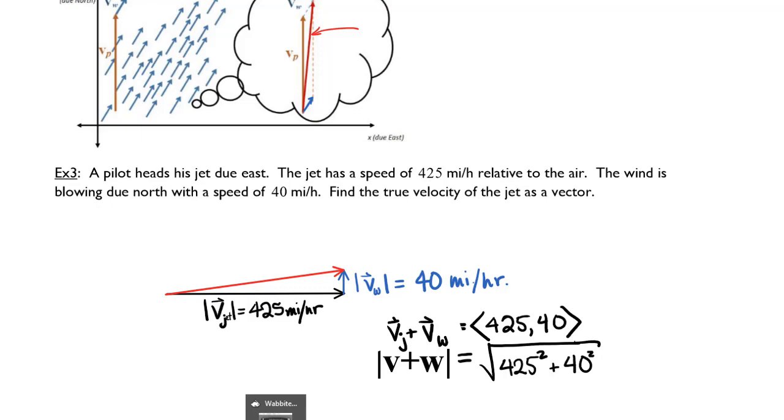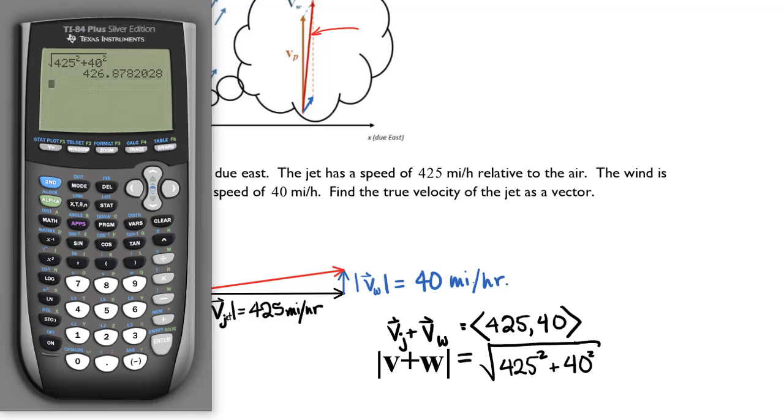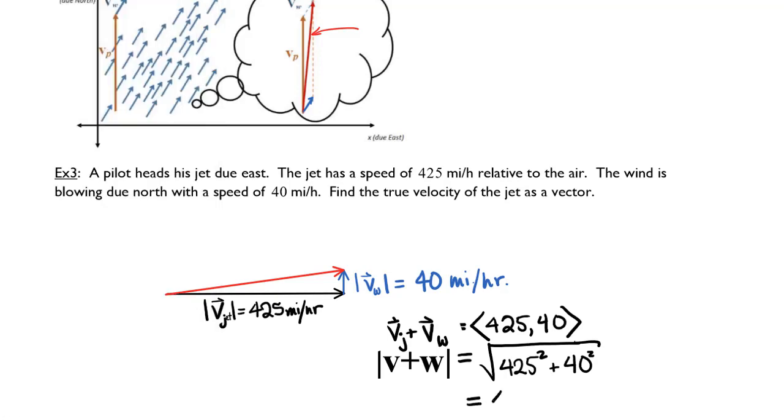I've gone ahead and calculated the square root of 425 squared plus 40 squared, and I get 426.878, and the decimal continues, so I'm just going to round it to a full number, 427 miles per hour.